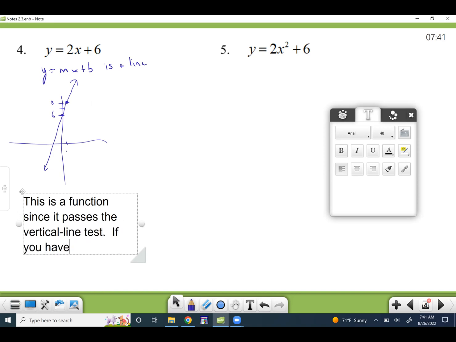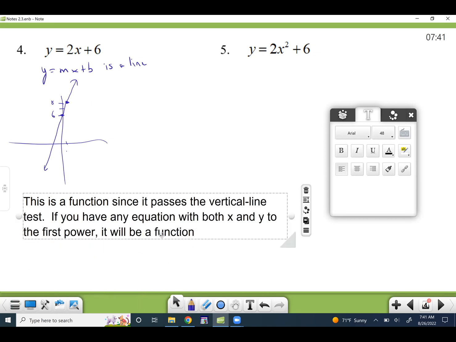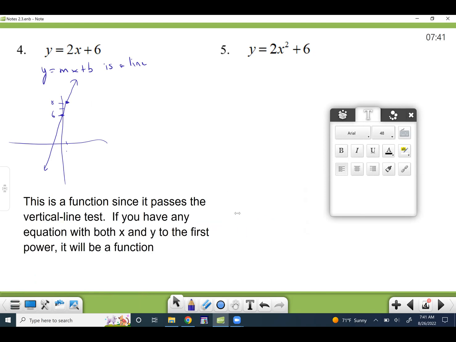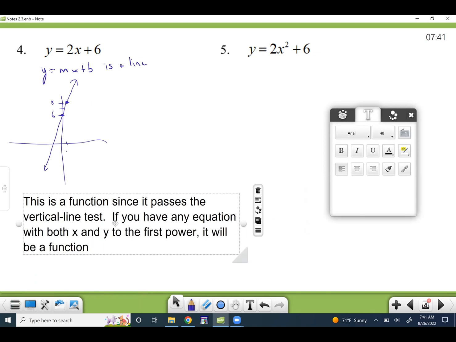If you have any equation with both x and y to the first power, it will be a function since it will be a line, a slanted line. Okay. This is a function since it passes the vertical line test. If you have any equation with both x and y to the first power, it will be a function.